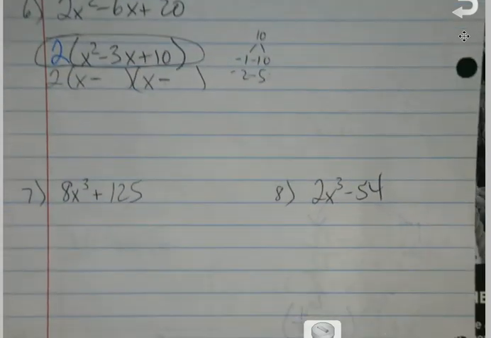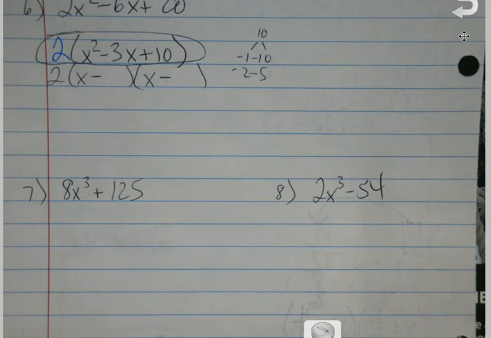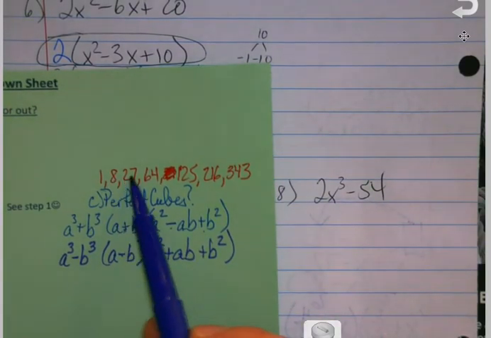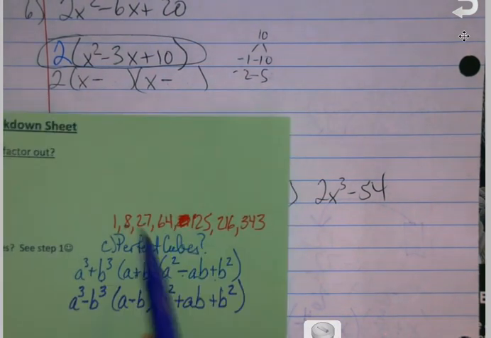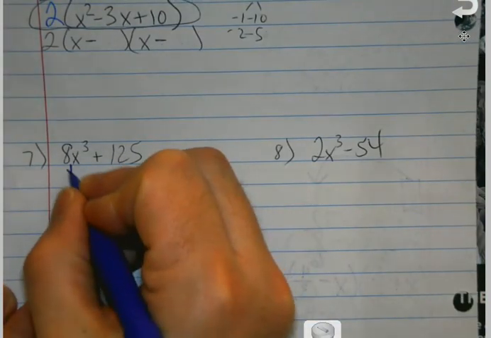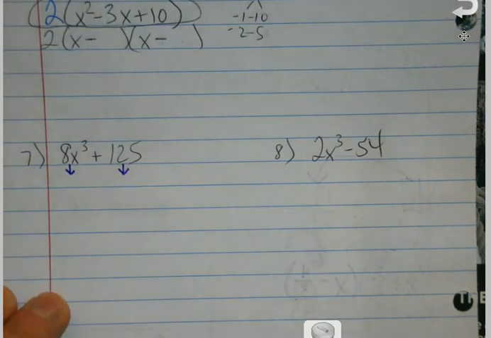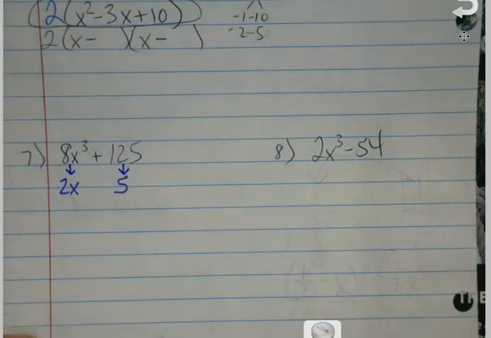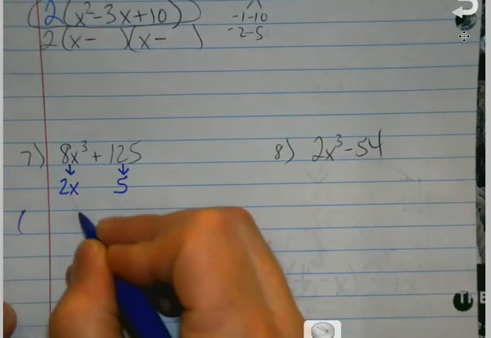So I get down to 7. I'm like, okay. Nothing in common, yes, but they are. That cube tells me to look. Hey, they're perfect cubes. So here's how I normally will tackle these. What do I cube to get 8? 2. So I'm just going to write down, okay, 2 and x. What do I cube to get 125? 5.